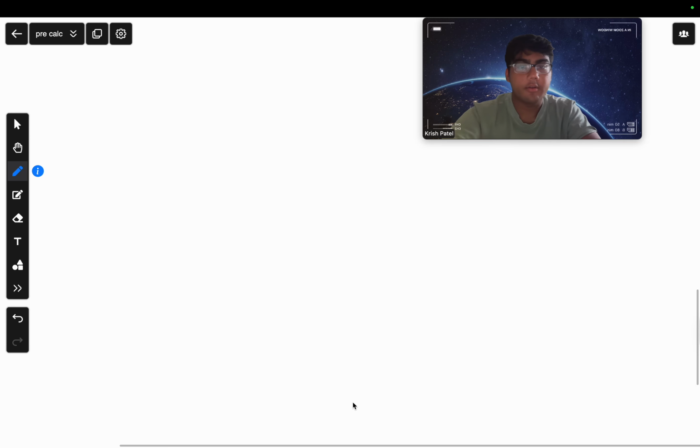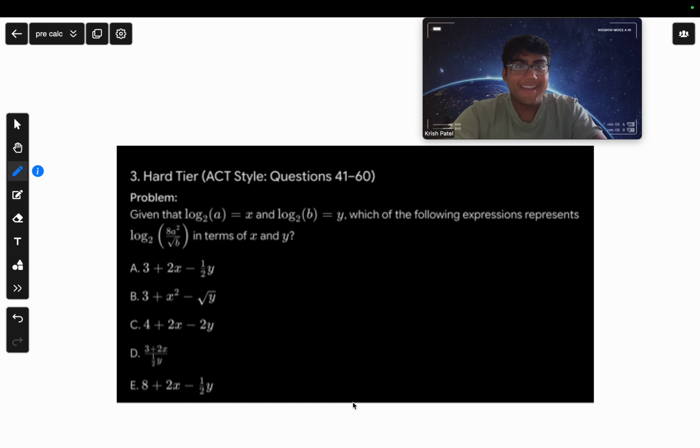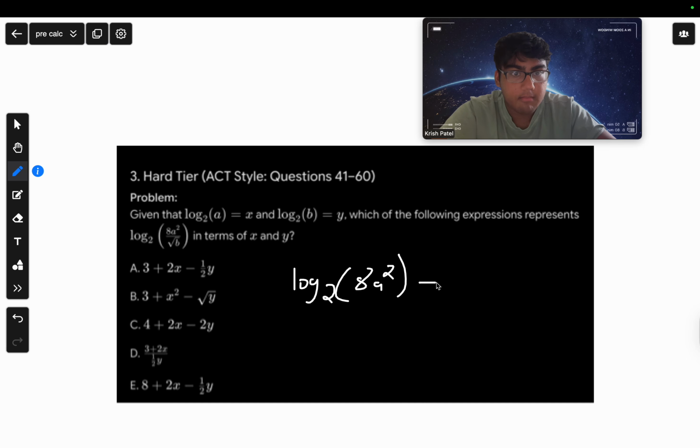And this one right here, let's go into this real quick. We have to represent this thing in x and y. First of all, I always try to simplify it. So that's just the same as log base 2 of... remember, you can subtract logs. If they're dividing like this, you can subtract them. So that would be the same as 8 times a squared minus log base 2 of square root b.